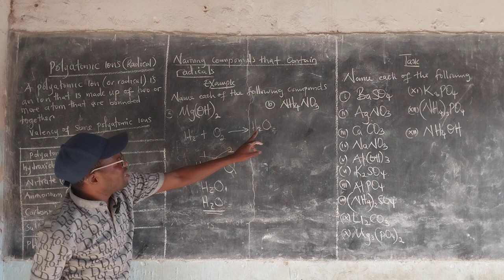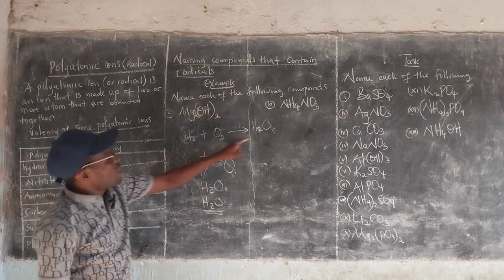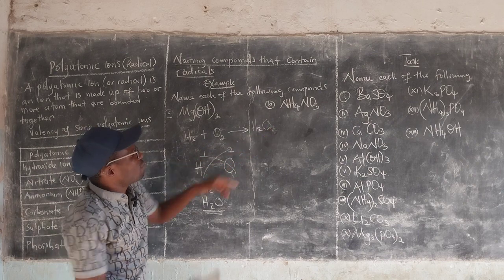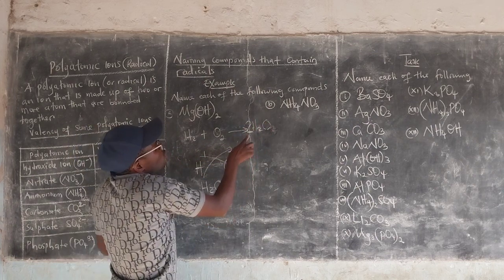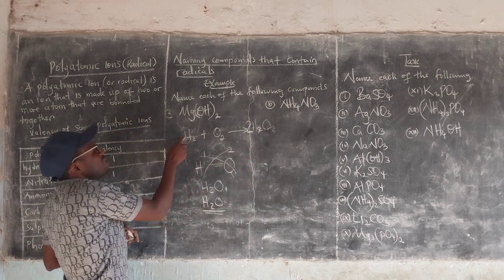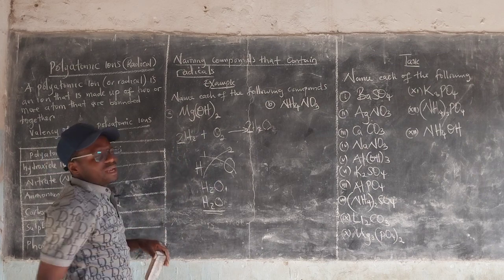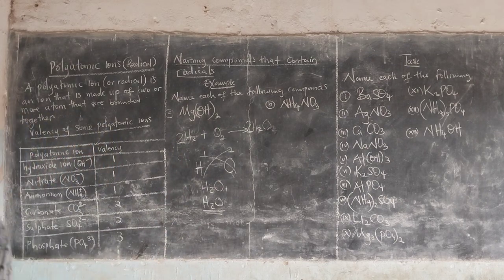Then you balance. How many hydrogen do you have here? 2. How many hydrogen here? 2. Oxygen is 2. How many oxygen do you have here? 1. So for me to have 2, do I put 2 here? I'll put it in front. So now 2 times 2 becomes 4. How many are here? 2. What number can I put here? 2. Then that means that the equation is balanced. This is where we are going again.